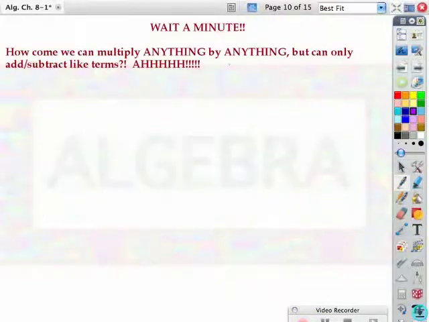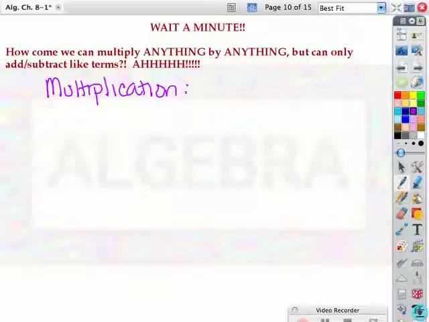Okay, so now I know what you're thinking. How come we can multiply anything by anything? In the last chapter we were multiplying all sorts of stuff, but you can only add or subtract like terms. Well, think about what multiplication actually means. Multiplication means how many groups of something, okay?